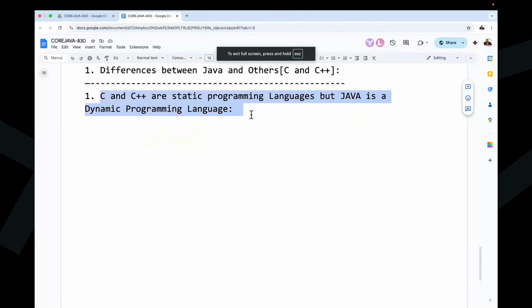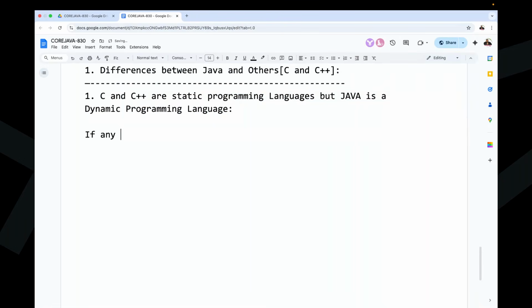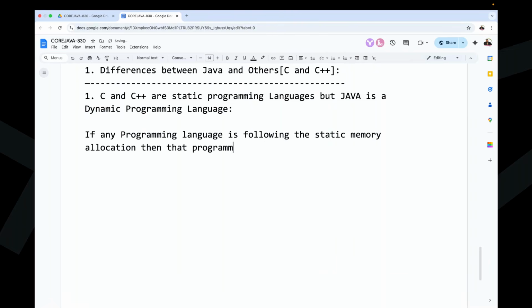C and C++ are static programming languages, but Java is a dynamic programming language. That's the point I'm telling here. Now observe carefully. If any programming language is following static memory allocation, then that programming language is a static programming language. That's the conclusion. Note, for example, C and C++.